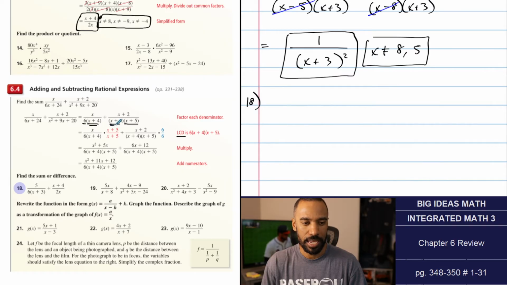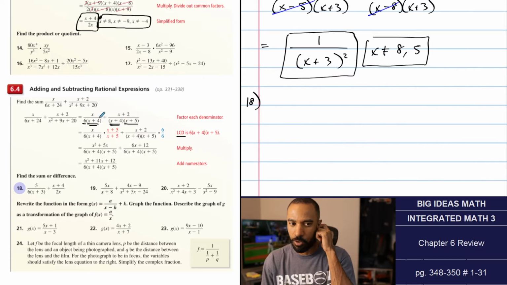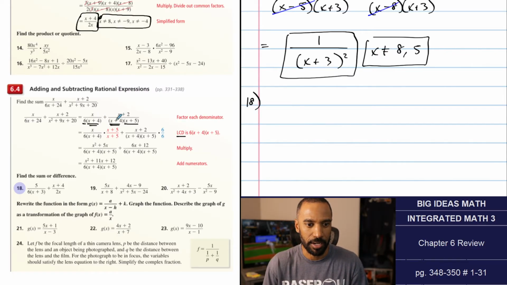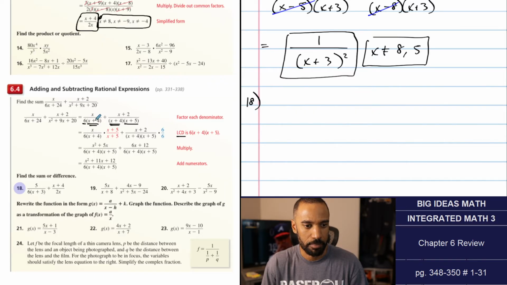That means you don't need an extra factor of these for each of the denominators to make them common. To make this one common with this one, you got to multiply an extra 6. That's why they multiply 6 over 6 on top and bottom. And over here, this needs that missing x plus 5. That's why you see an x plus 5 multiplied here and here.